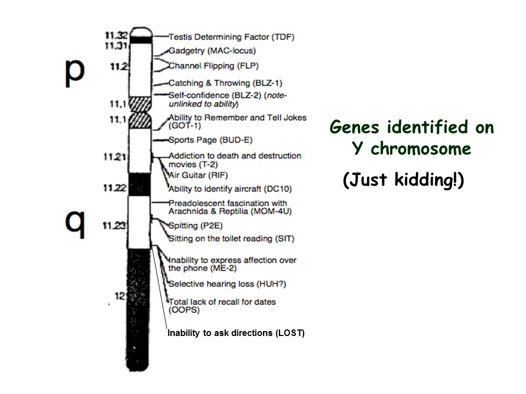Now, I was trying to find one of these for the X chromosome as well, but for some reason I can't find one. But this has been around for many years with some of the things like ability to remember and tell jokes over here, channel flipping, addiction to death and destruction movies. I like the T2. Mine, of course, was that I added inability to ask directions, therefore the lost gene, and total lack of recall for dates. Oops, I kind of like that. But anyway, I tried to find one for the X chromosome and I couldn't find one. So ladies, I think we need to come up with some of our own.